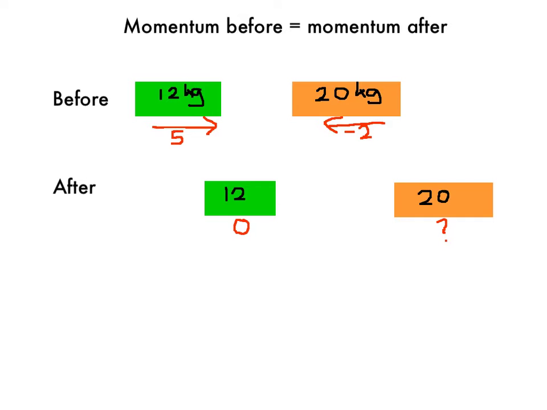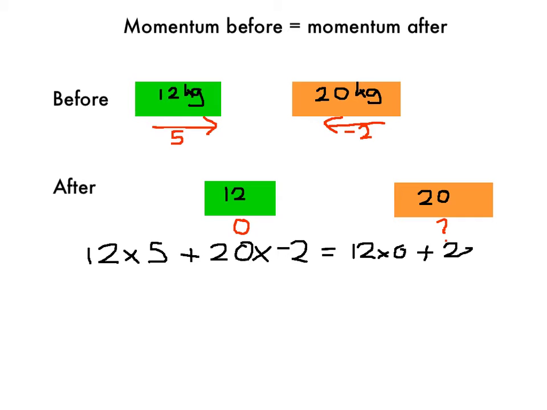So in my equation, I'm going to set the left-hand side of the equation to be the momentums before the collision. The right-hand side of my equation will be momentum after the collision. So mass times velocity for the green object plus mass times velocity for the orange object will equal the mass times velocity of the green object after the collision plus the mass times the velocity of the orange object after the collision. Now you may be comfortable after a while just leaving this term out because obviously this is going to be 0. Any stationary object has 0 momentum.